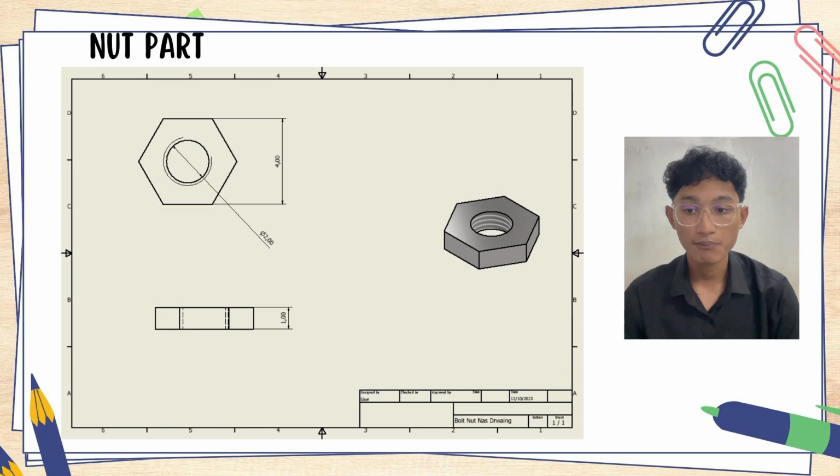Okay, for the last part I present, the nut part. First sketch a 2 mm diameter circle and then sketch a hexagonal shape, size 4 mm. Then extrude to the top 1 mm of the whole sketch. After that, we sketch back the 2 mm diameter and extrude cut it so that we can do a thread.